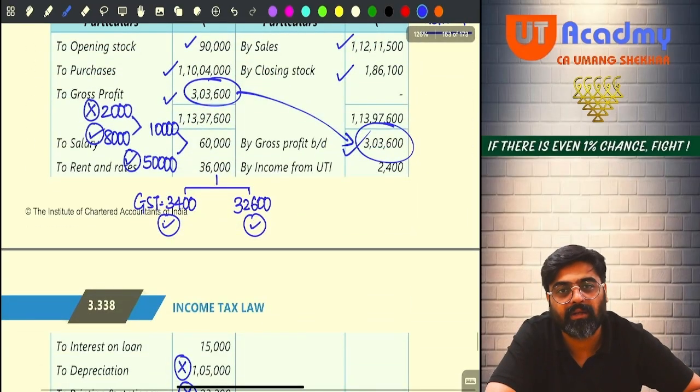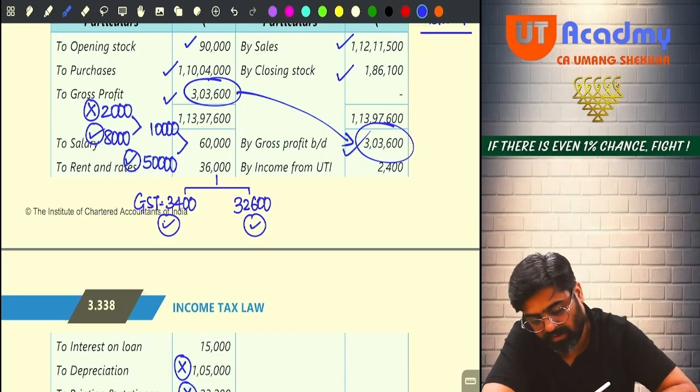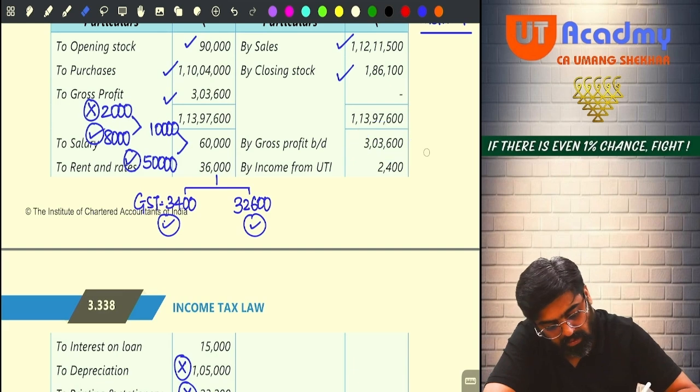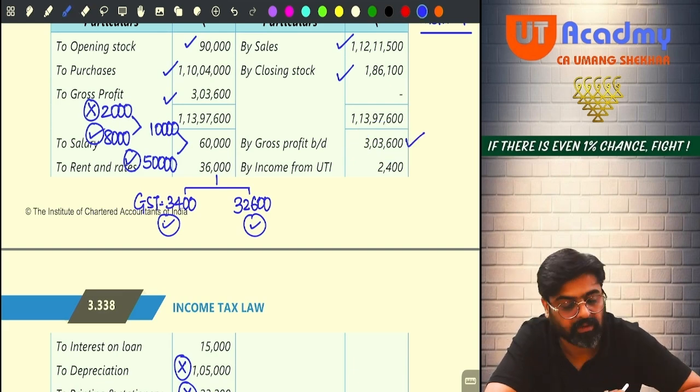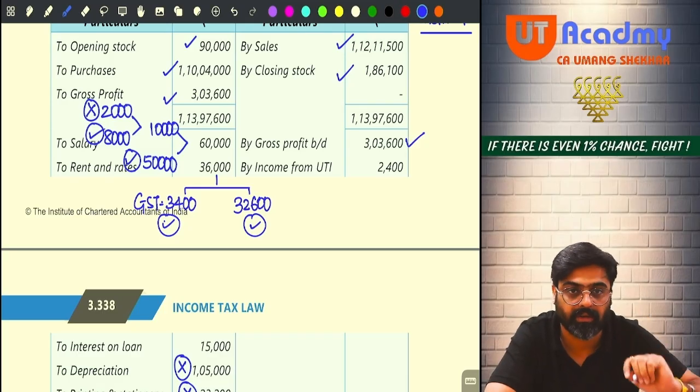P&L credit side. Can you see gross profit? P&L credit side. Can you see gross profit, sir? So the gross profit is the first profit of your business. That is your business income. Tick mark, meaning business income.